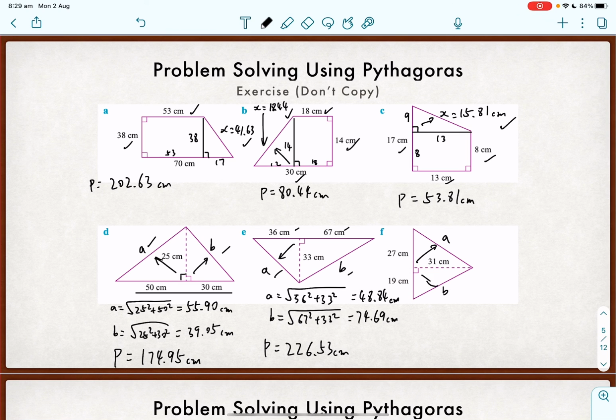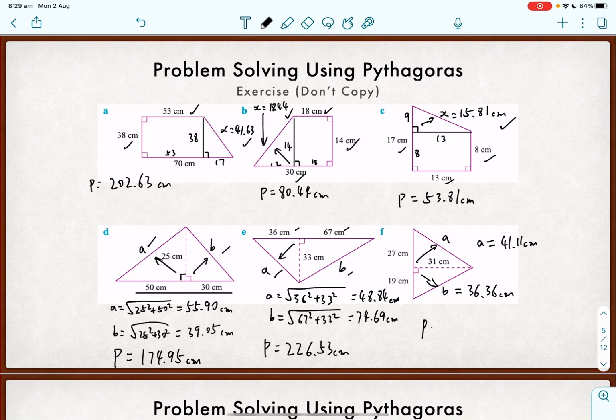So this one and this one. So A is, I'm just doing the calculation, the square root of 31 square plus 27 square. So that would be 41.11. B is 31 square plus 19 square. Yep, so that would be 36.36.